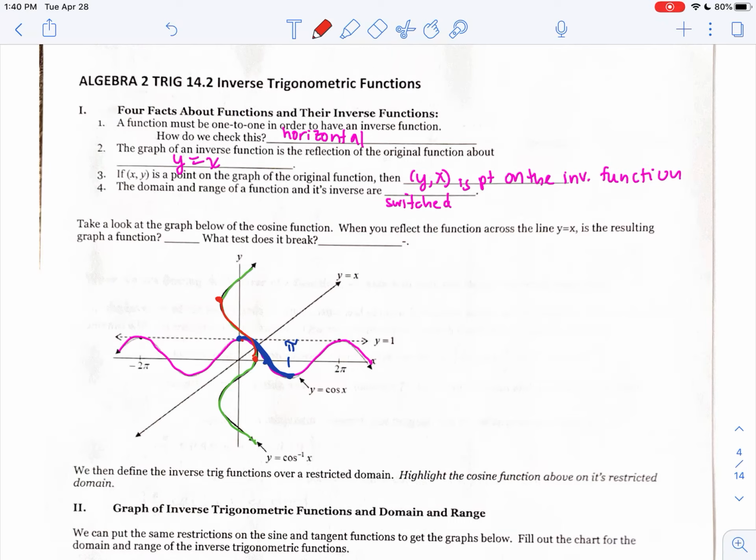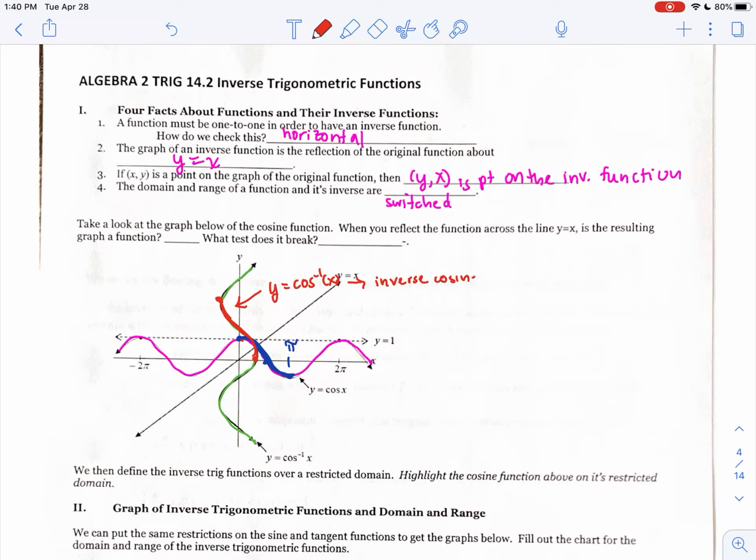So all the way to here. Okay, so that red part now, if you were to perform the vertical line test, would pass. So this is your inverse cosine of x function. Okay, and the little negative one is to indicate that that's an inverse. So that's notation for inverse cosine.